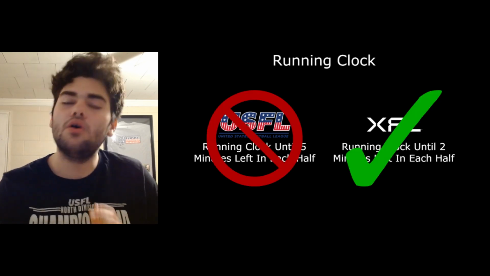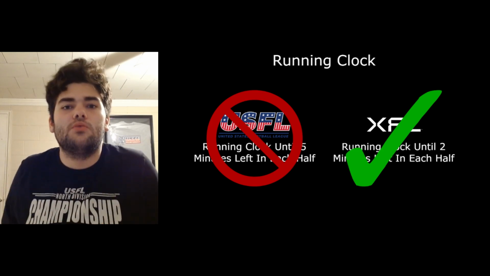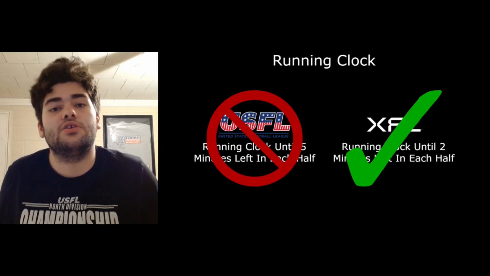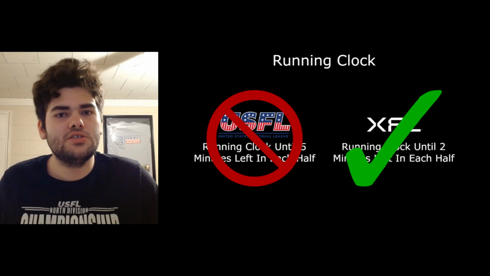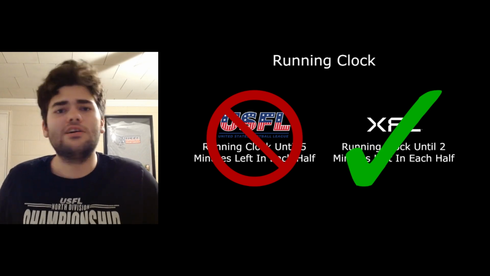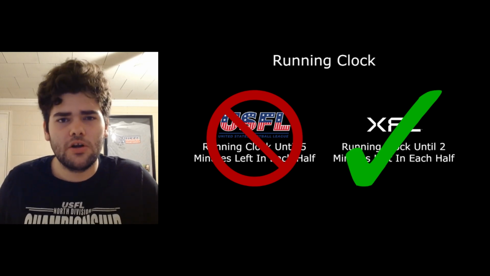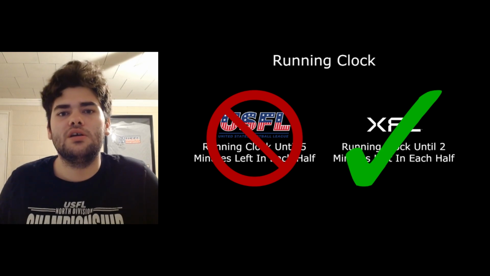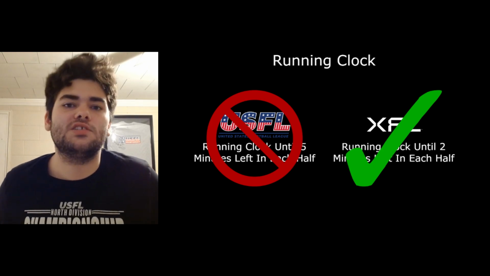Look, if their goal is to make sure these games are only 3 hours, you have to have the one where the running clock has that extra 3 minutes. Really 6 minutes considering it happens twice. It's a very minor difference, but it's a difference that clearly should be for the XFL one. It also just makes more sense for it to be 2 minutes rather than 5. You're not having a 5-minute warning, it's a 2-minute warning. So having the running clock go until the 2-minute warning actually does make a lot of sense. So in this regard, I'd keep the XFL.